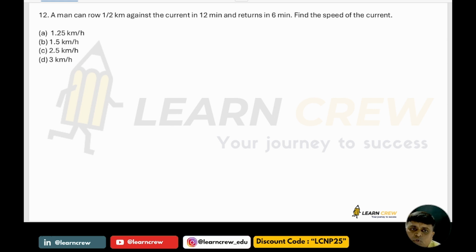A man can row half a kilometer against the current in 12 minutes. Against the current means against the stream, which means upstream. So upstream speed would be distance by time. Half a kilometer, and 12 minutes should be in hours, which is 12 by 60 hours. Thereby it is nothing but 5 by 2, which is 2.5 kilometers per hour.